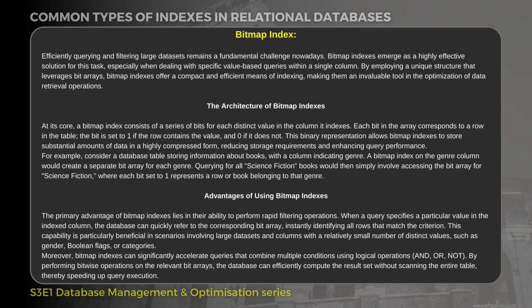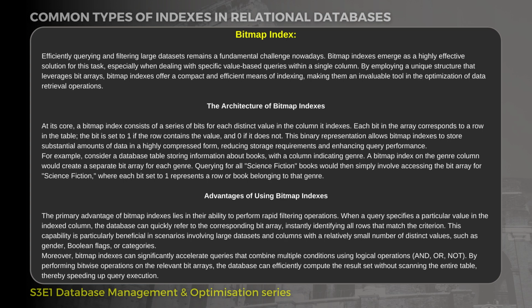and enhancing query performance. For example, consider a database table storing information about books, with a column indicating genre. A bitmap index on the genre column would create a separate bit array for each genre. Querying for all the science fiction books would then simply involve accessing the bit array for science fiction, where each bit set to 1 represents a row or book belonging to that genre.